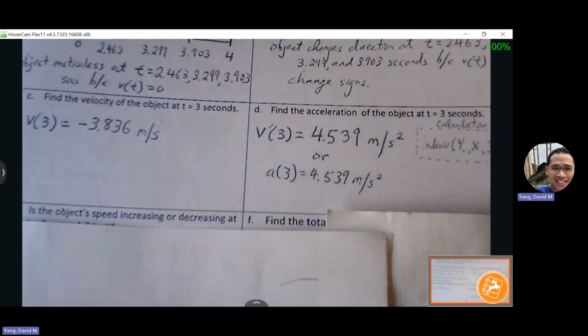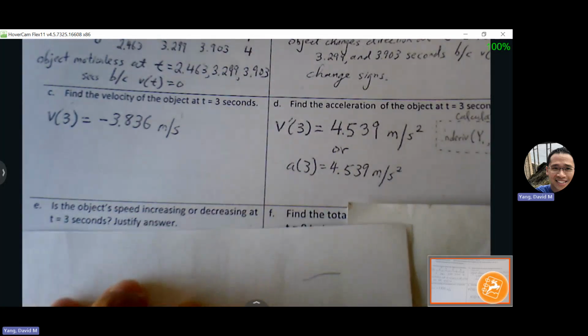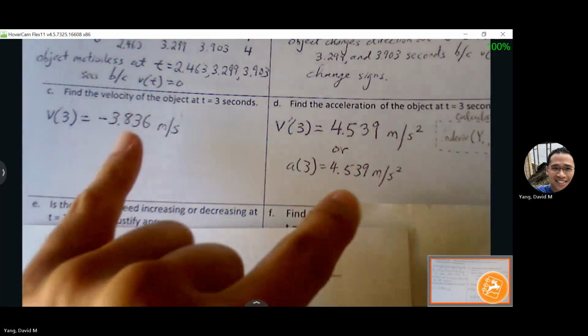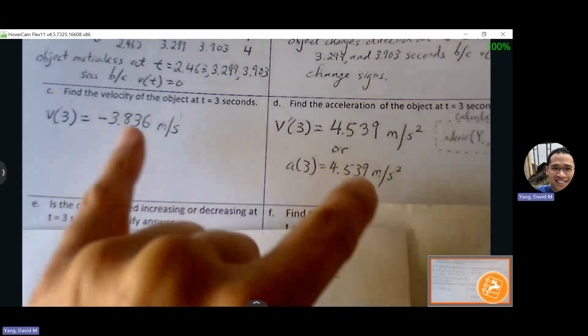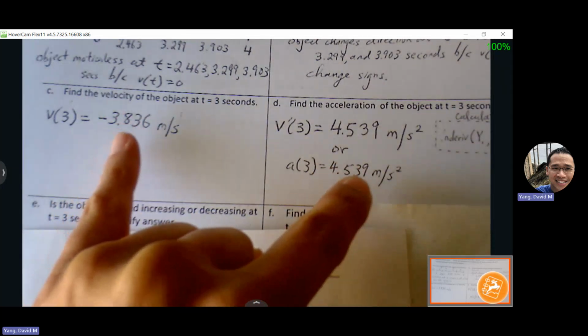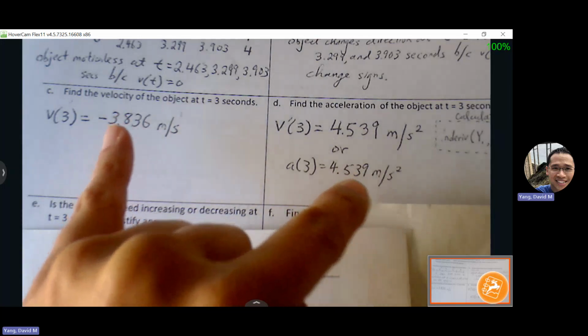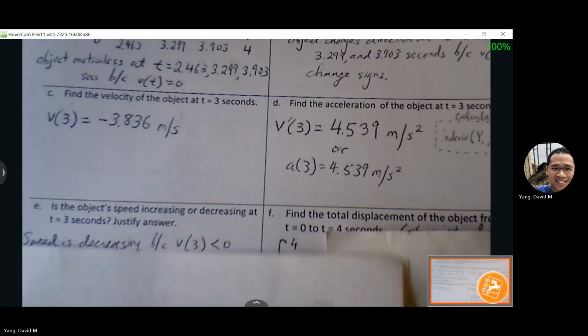Okay, part E, is the object speed increasing or decreasing at t equals 3 seconds? Speed increasing is talking about comparing signs, right? So velocity and acceleration have different signs. If they have different signs, that means my object is slowing down. Speed is decreasing.